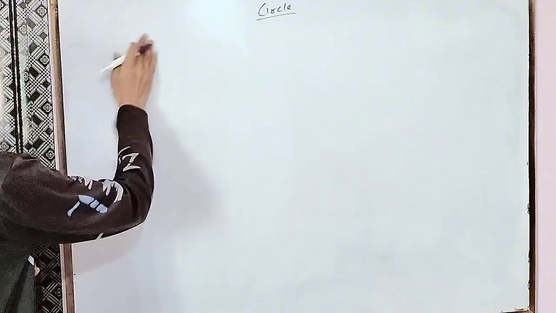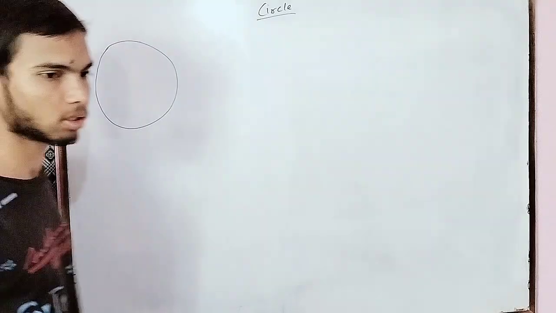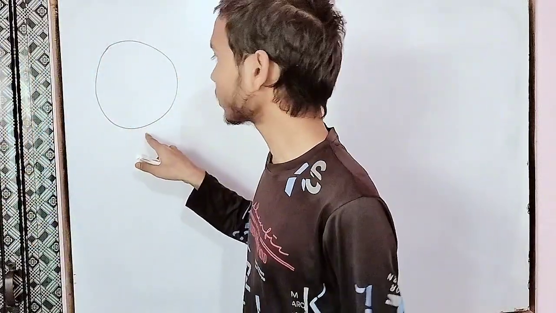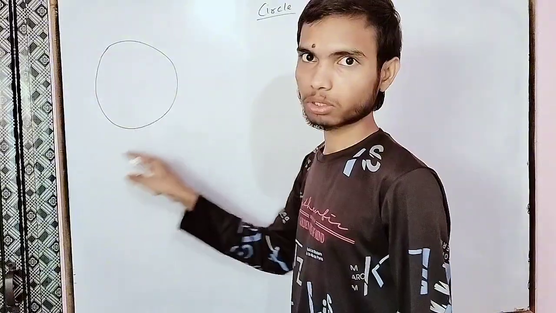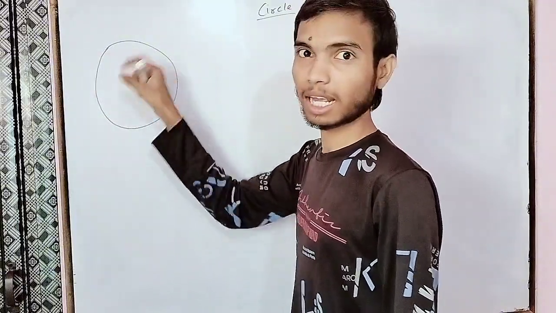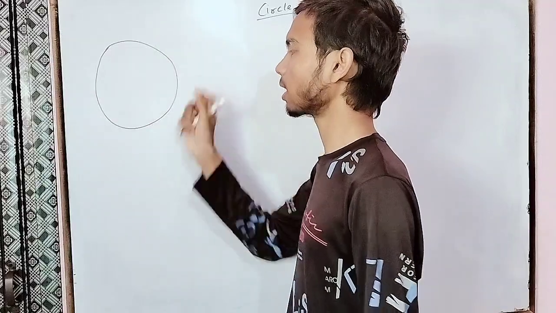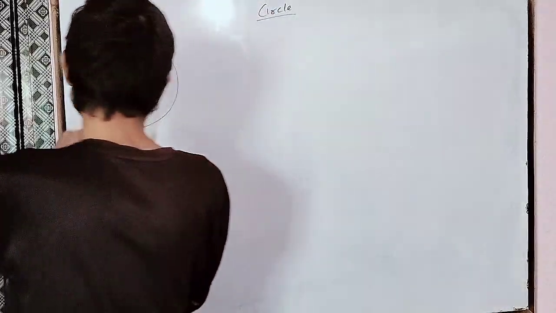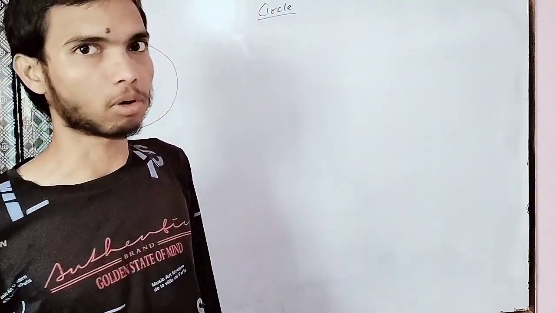So here, this curved line shape is closed. This is a closed curved line. Now this closed curved line is made up of a lot of points.